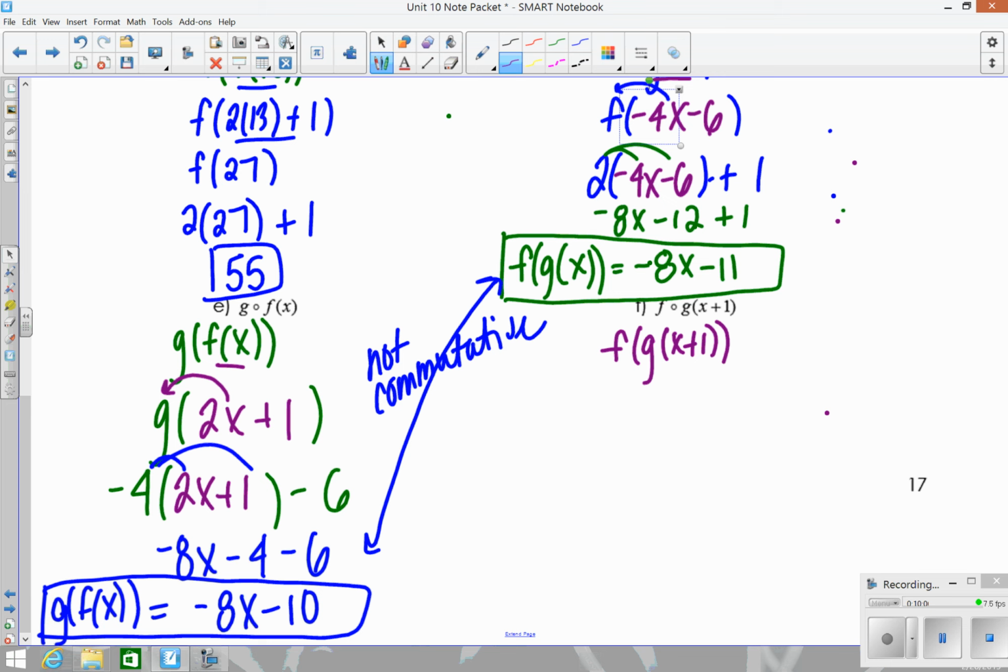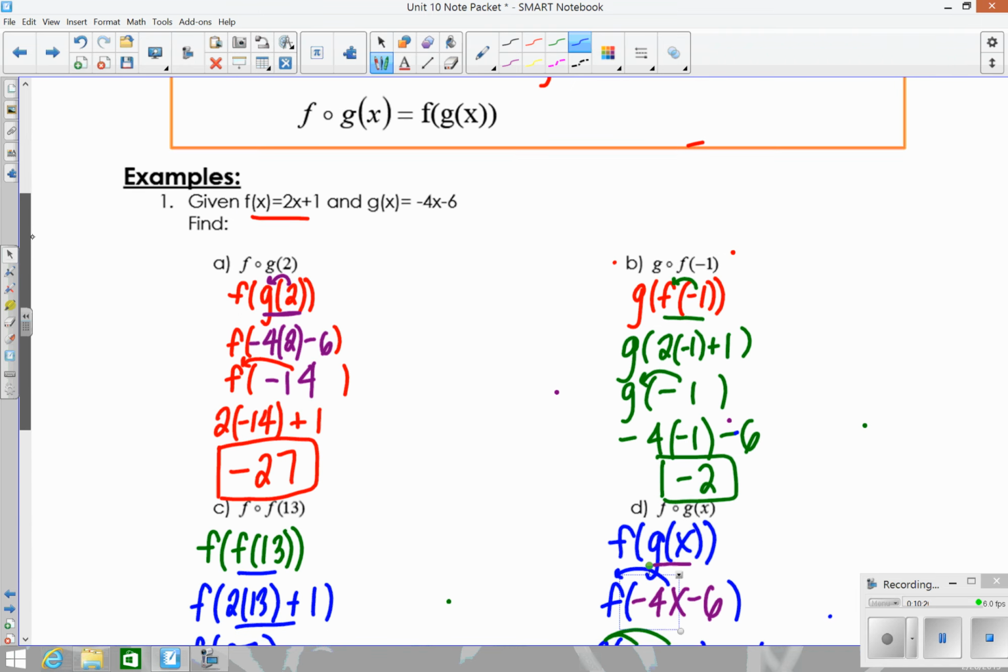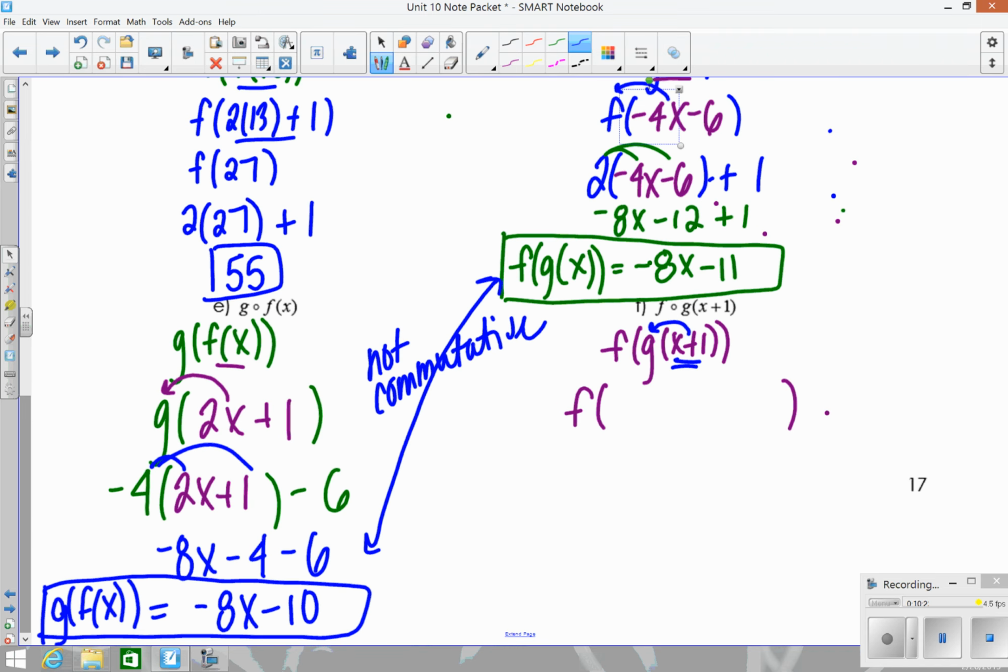So first thing we're going to do is take x plus 1 and input that into function g. So let's go ahead and do that. We'll keep this f of with parentheses. And in function g, we have negative 4x minus 6. So I'm going to have negative 4x minus 6, and wherever that x is, I input this x plus 1.